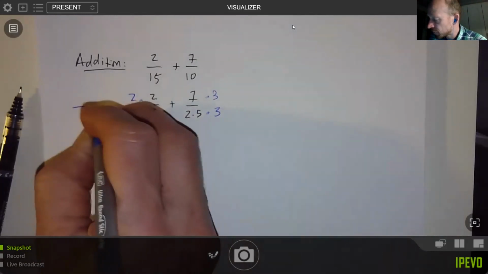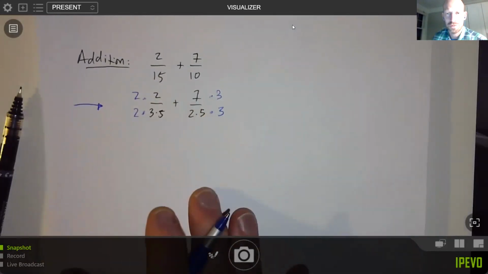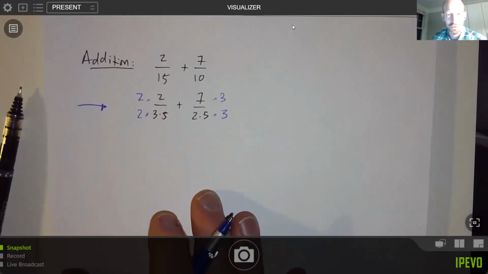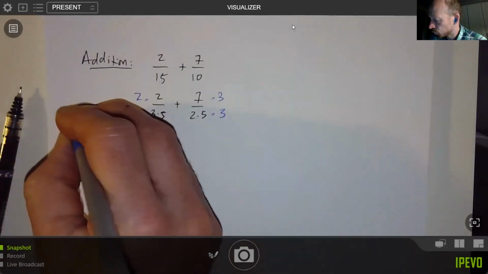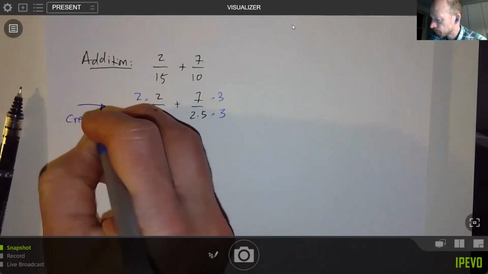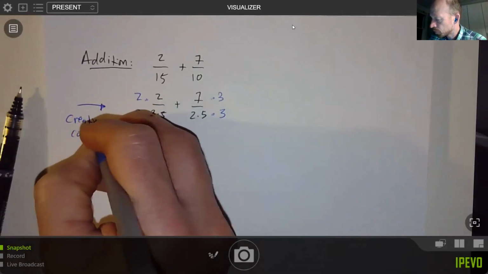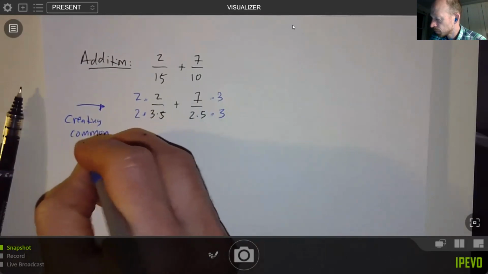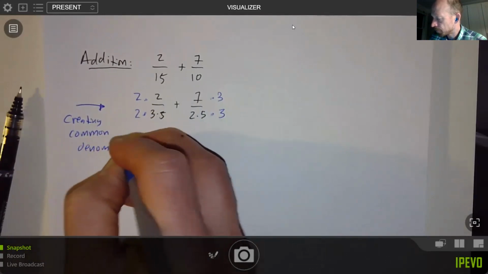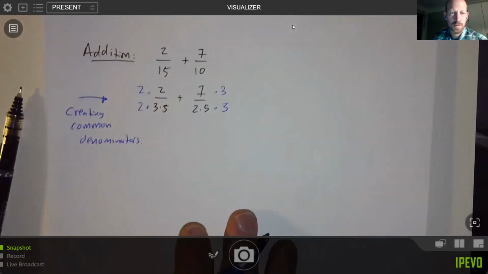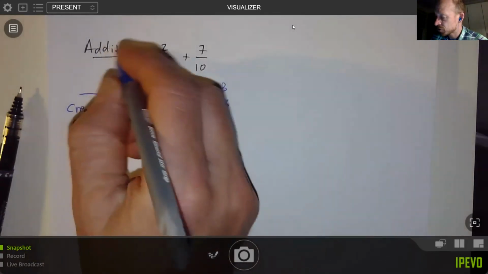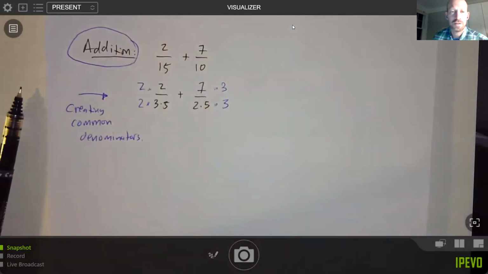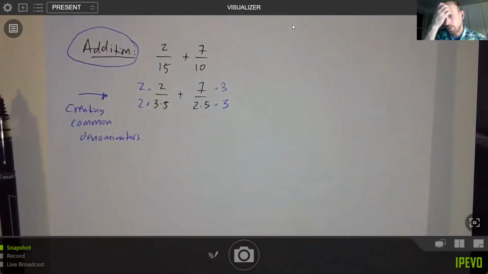So this process here that I've done in blue to emphasize that it is something new, this is creating common denominators. And that's the necessary step when we have addition. It's some extra work for us, but we need to do that.